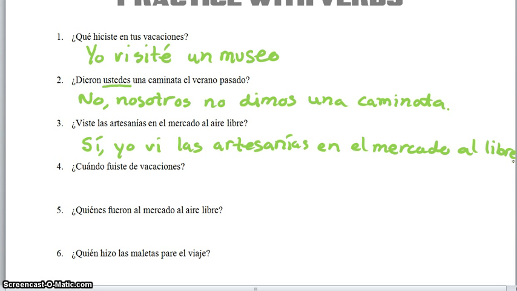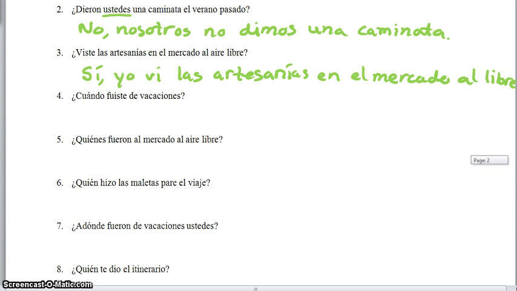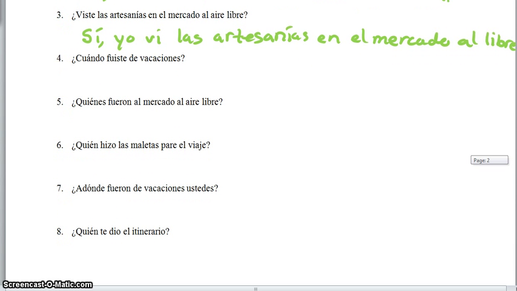So why don't you attempt to do questions 4, 5, 6, 7, and 8 as practice. Now, I am going to let you know that number 8 does force you to recall indirect object pronouns. So please revert back to your notes on the indirect object pronouns and remember that there's a specific question that you want to ask.